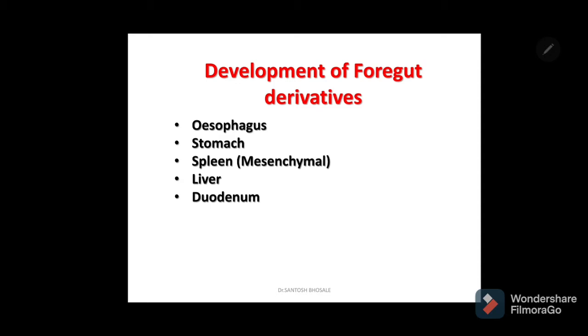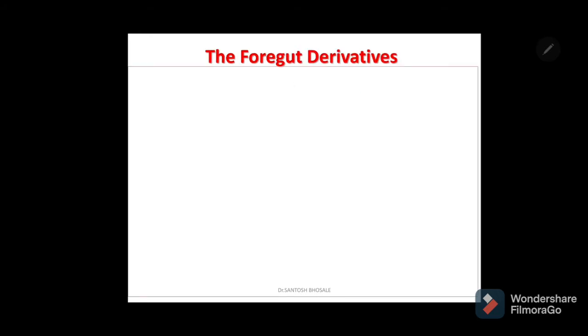Spleen is actually the mesenchymal derivative. It is not exactly the derivative of the endodermal foregut. So remember that it develops from the mesenchymal mass, but it is still supported by the splenic artery. That's why we'll have a brief discussion regarding the spleen here. Then development of liver, duodenum, pancreas. So duodenum and pancreas have contribution from both foregut and midgut. How, that we will see in detail in the further slides.